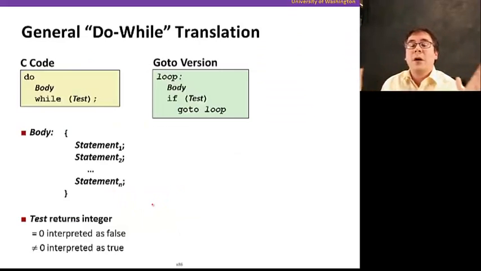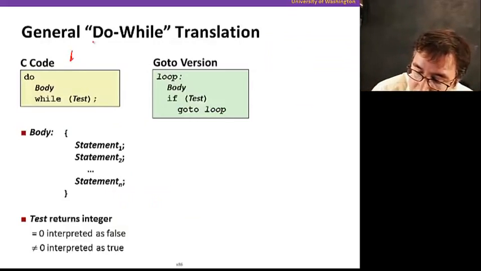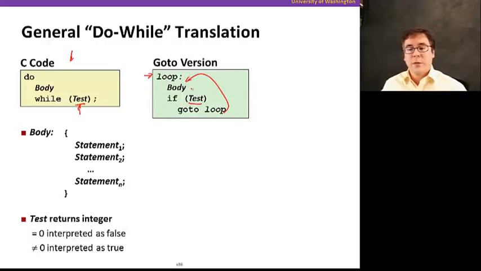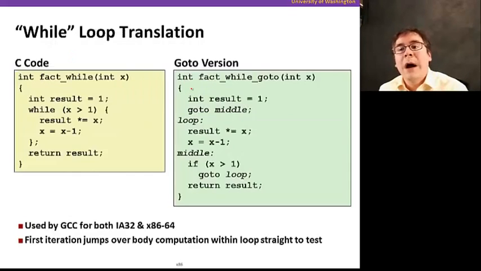So here's how to think about do-while transformations in general. Here's the C code. We go to the goto version. We're going to have a label at the beginning, and we're going to have an if that checks whether the test for the loop holds, and if it holds, we jump back to the beginning of the loop. Pretty simple, right?